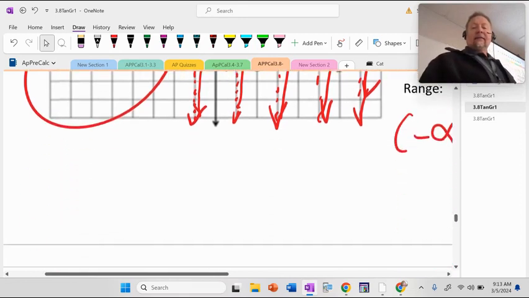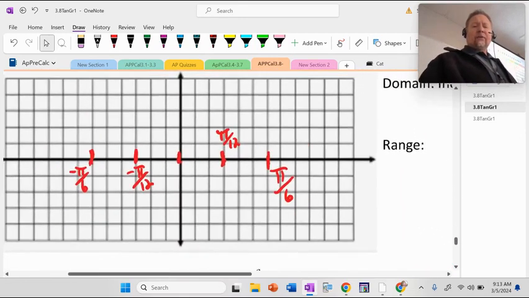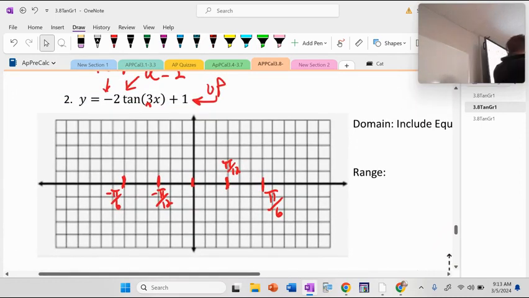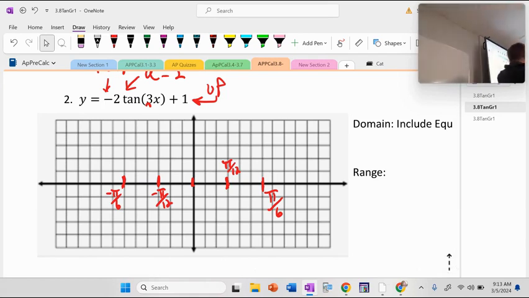Okay, and then input, say it. When I plug in 0 for x, we're still getting something. 0 times 3 is, what's 0 times 3? What's tan of 0 still? Again, if you still don't know that, I don't know what you're doing in here. What's 0 times negative 2? 0, but then 0 plus 1 is what? 1. So there's our up 1, input outputting.